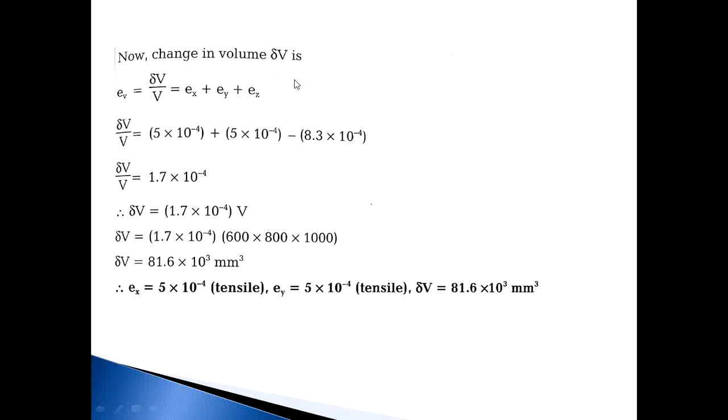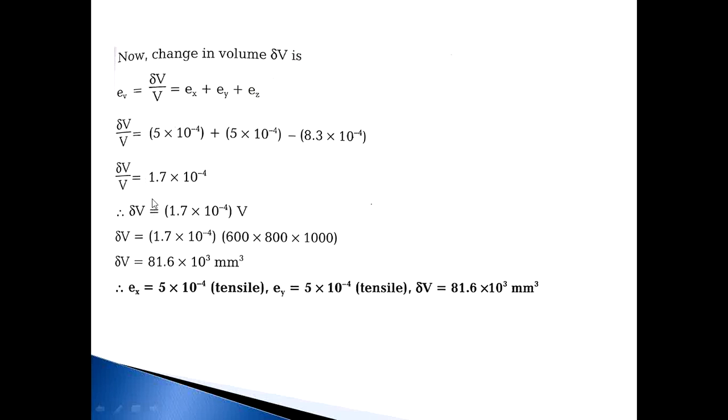Now the change in volume, that is delta V. How to calculate delta V? We know that the volumetric strain is equal to change in volume upon original volume. So EV is equal to Ex plus Ey plus Ez. We know the values: Ex is equal to 5 into 10 raised to minus 4, Ey is equal to 5 into 10 raised to minus 4 and Ez is equal to minus 8.3 into 10 raised to minus 4. So delta V by V is 1.7 into 10 raised to minus 4.